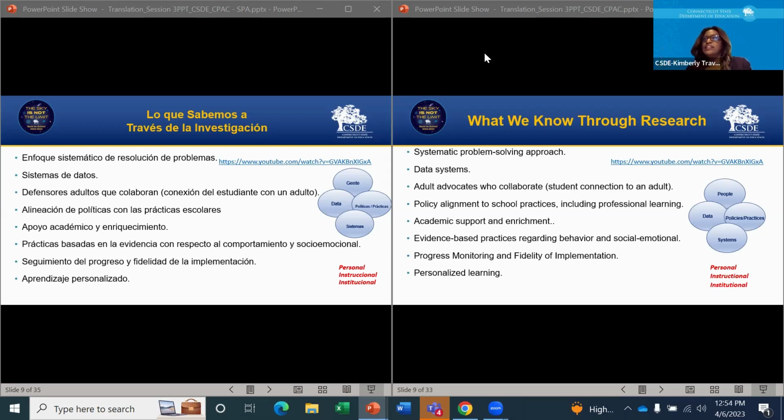Now, if you look on the right-hand side, we have people, data, policy, practices, and systems. Okay, I just talked about all of that on the left-hand side, right? But now, if you see in the red there, we have to look at it from 3 instructional levels. We'd have to look at our personal stuff in the classroom and how we interact with our students. And what does that look like? We have to look at it in an instructional way, and is that school-wide instructional practices? And then we have to also look at the institution, meaning the larger picture, the district. Are we aligned? Are we consistent? So that we are building a systematic approach in addressing students' needs.